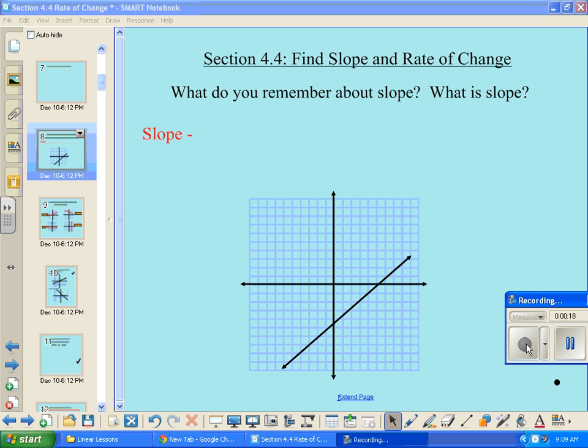Slope's going to help us with graphing, slope's going to help us with word problems, and there are a lot of connections with slope when it comes to linear algebra and a lot of the topics we're going to continue to talk about. So, a very important topic we're about to start right here in section 4.4.